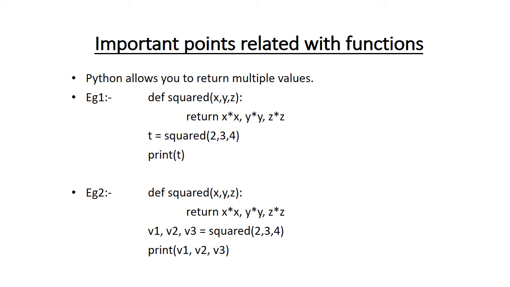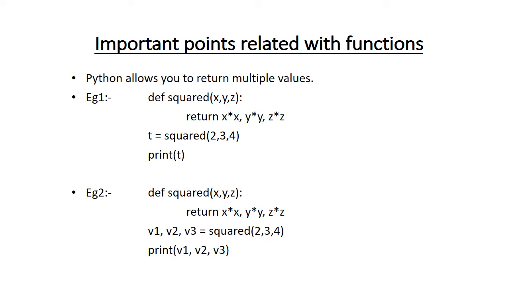Python allows you to return multiple values. Normally, a function can return only one value. When you check C++ or Java, or whatever the programming language, it can return only one value. And this is the speciality of Python: it can return multiple values.